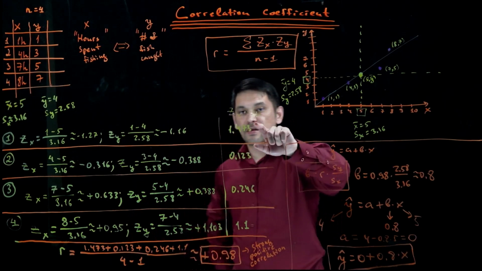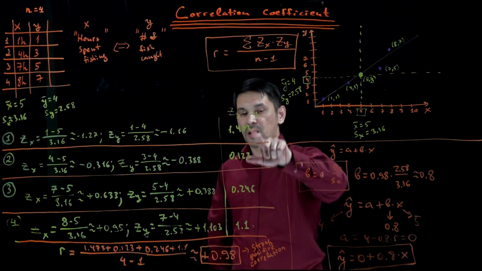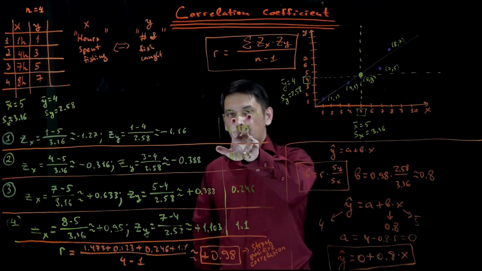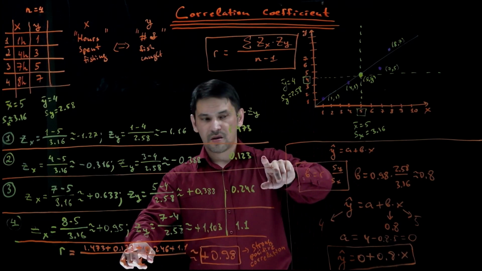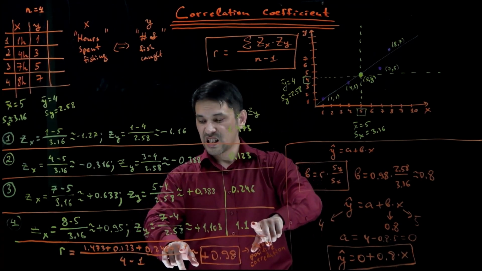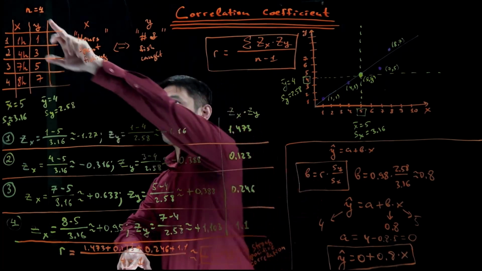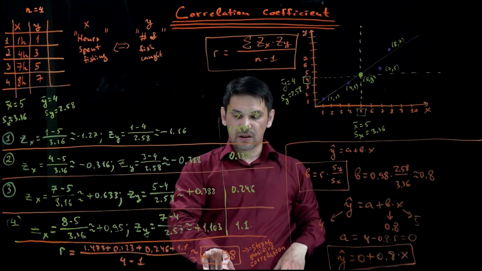Now we have to sum all the products of the z-scores. Okay? So it's 1.473 plus 0.123 plus 0.246 plus 1.1 divided by the total number of people minus 1. That gives me plus 0.98.